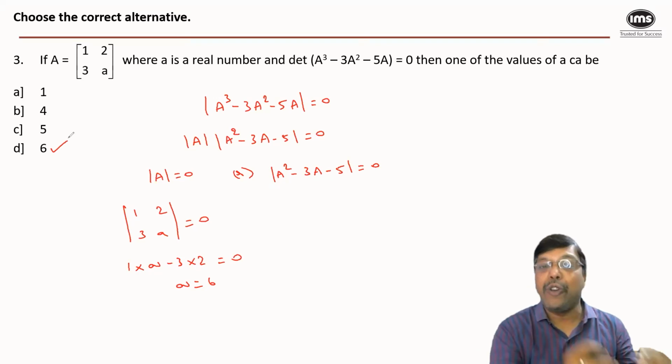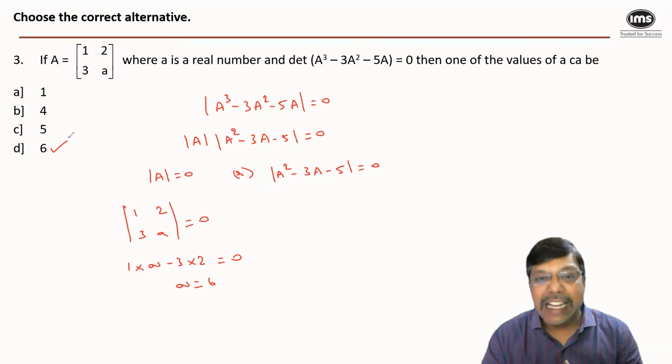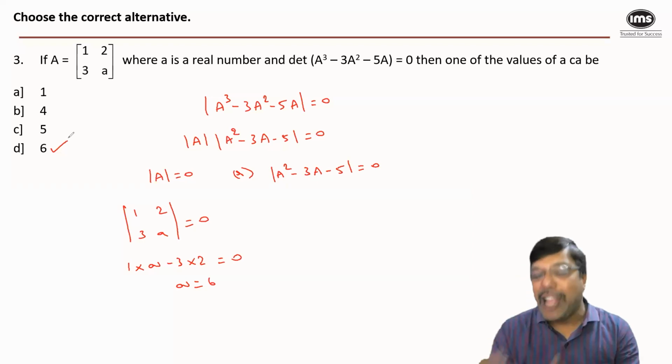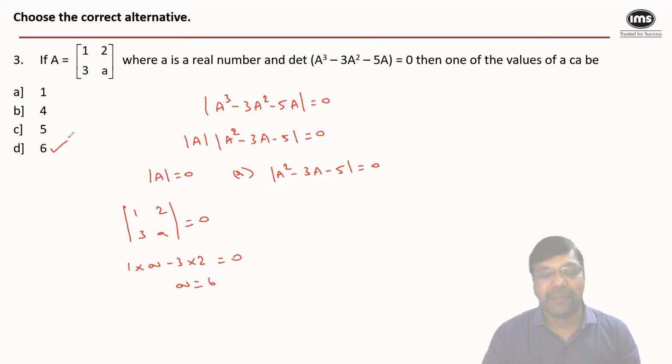In case we do not have option D, then we resort to the second condition, the determinant of A square minus 3A minus 5 equal to 0. And from there, we try to find the suitable values for small a.